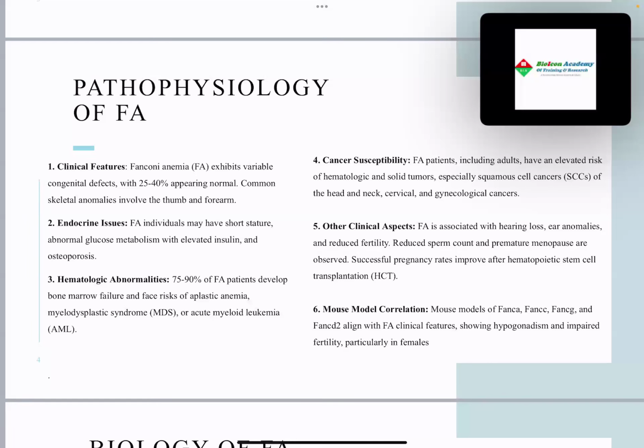Endocrine issues: individuals may have short stature, abnormal glucose metabolism with elevated insulin, and osteoporosis. Hematologic abnormalities: 75 to 90% of FA patients develop bone marrow failure and face risk of aplastic anemia. It is a rare but serious blood condition that occurs when our bone marrow cannot make enough new blood cells for our body to work normally. It can develop quickly or slowly, and it can be mild or serious. Till now, there is no way to prevent aplastic anemia.